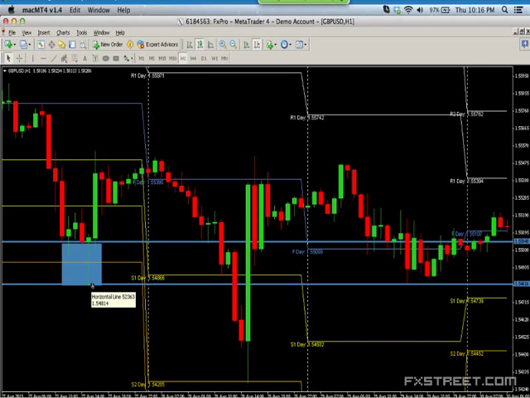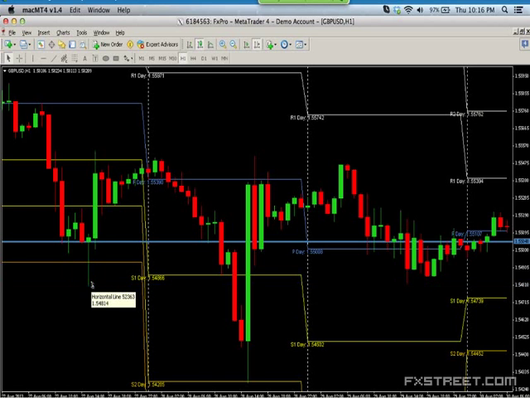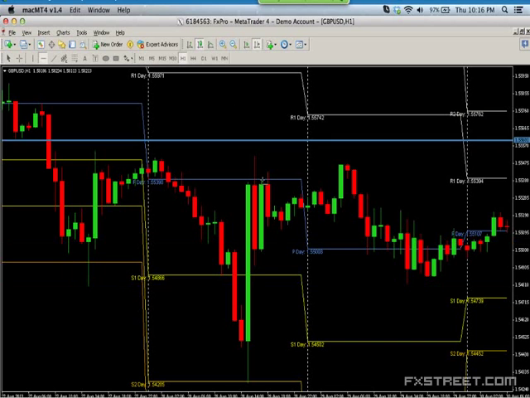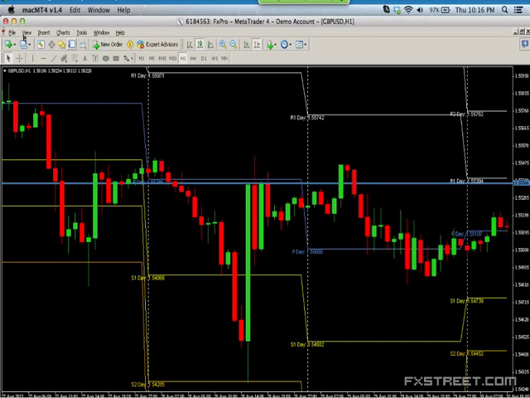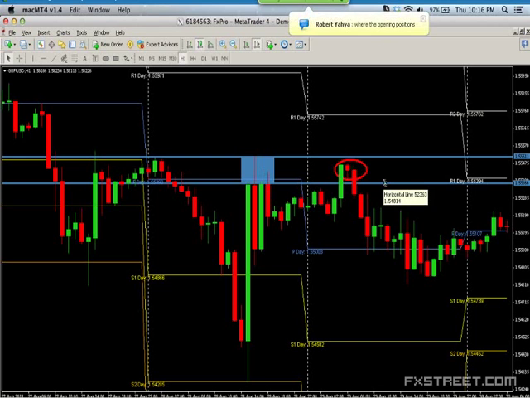Same thing goes for the reverse scenario. Bring it down to the bodies, like that, and all the way up to the tails, like that. And that right there is your resistance area. And when you see here, it makes sense, right? So I use that entire range.